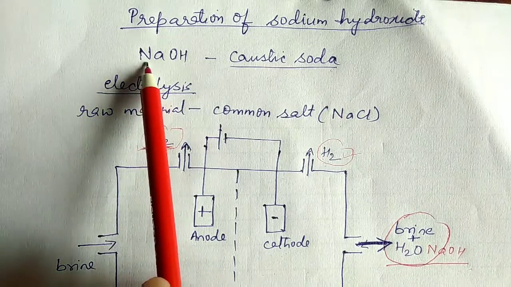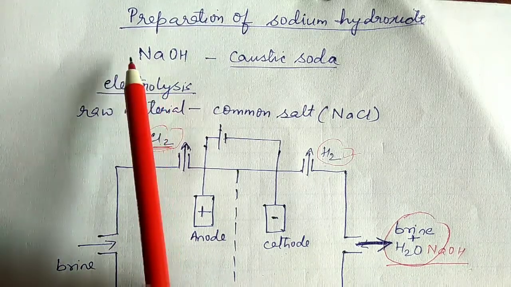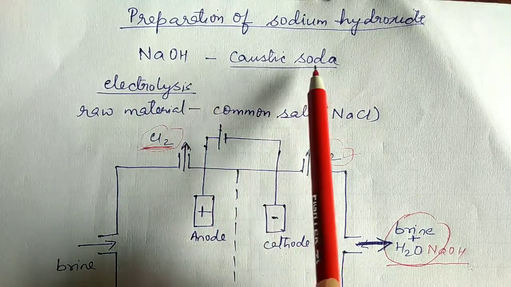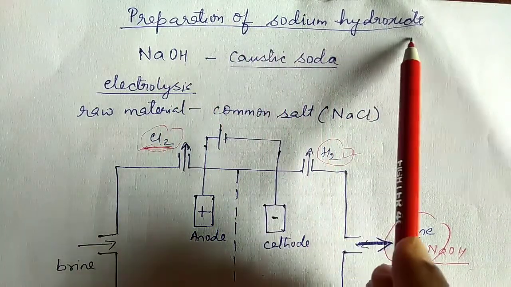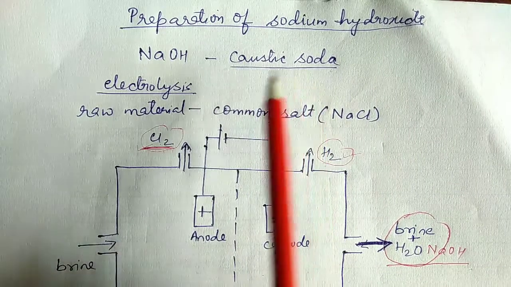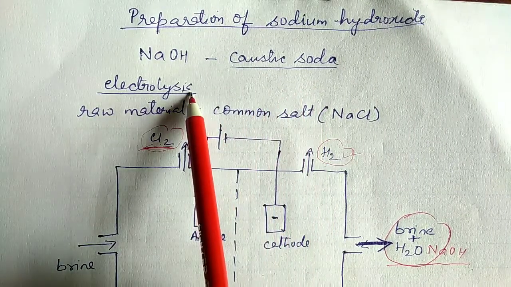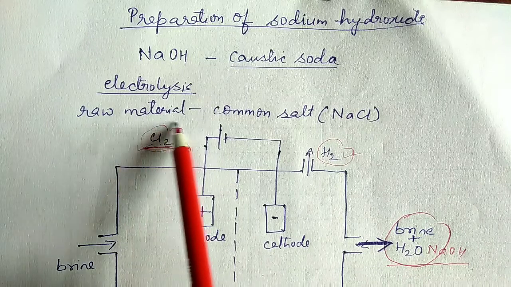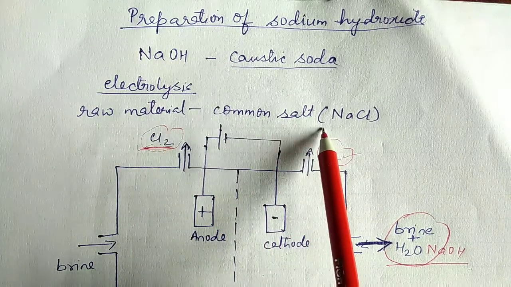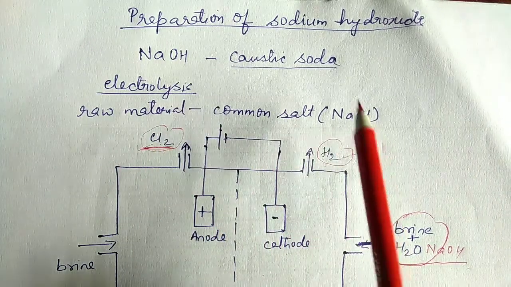So sodium hydroxide's chemical formula is NaOH and its common name is caustic soda. Sodium hydroxide is also known as caustic soda. It is prepared by the process of electrolysis and the raw material used is common salt. Common salt is sodium chloride, NaCl.